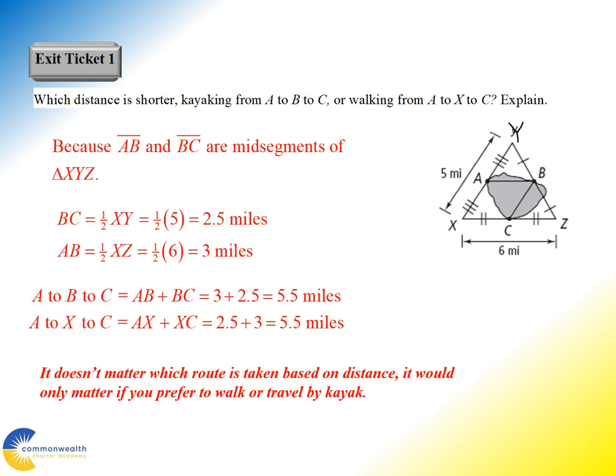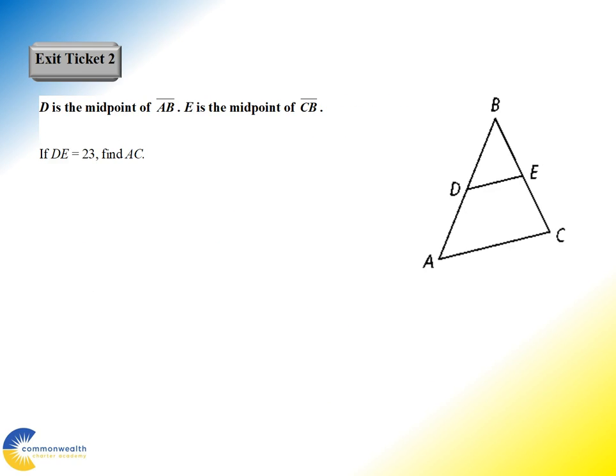So the second question you were given is that D is the midpoint of AB and E is the midpoint of CB. You're told that DE is 23 units. They wanted you to find AC. So, DE is a midsegment of triangle ABC by the definition of a midpoint.